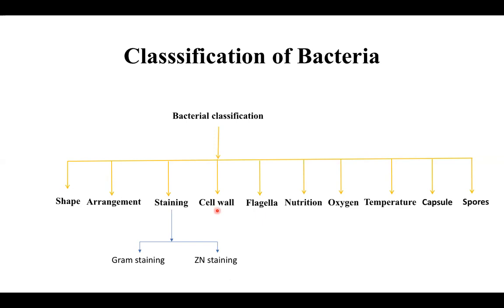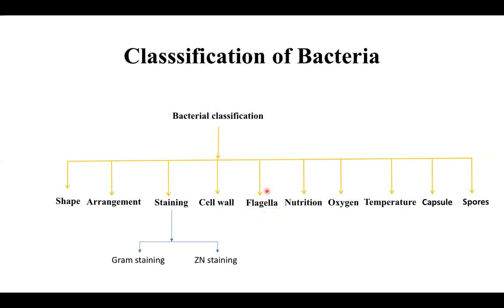And another criterion for the classification of bacteria is the presence or the absence of a cell wall. Some of the bacteria lack the cell wall. They are known as cell wall deficient bacteria. The example is Mycoplasma. While all the bacteria except the Mycoplasma species have a cell wall. They are known as cell walled bacteria. So based on the presence or absence of a cell wall, the bacteria can be classified into cell walled bacteria and non-cell walled or cell wall deficient bacteria.